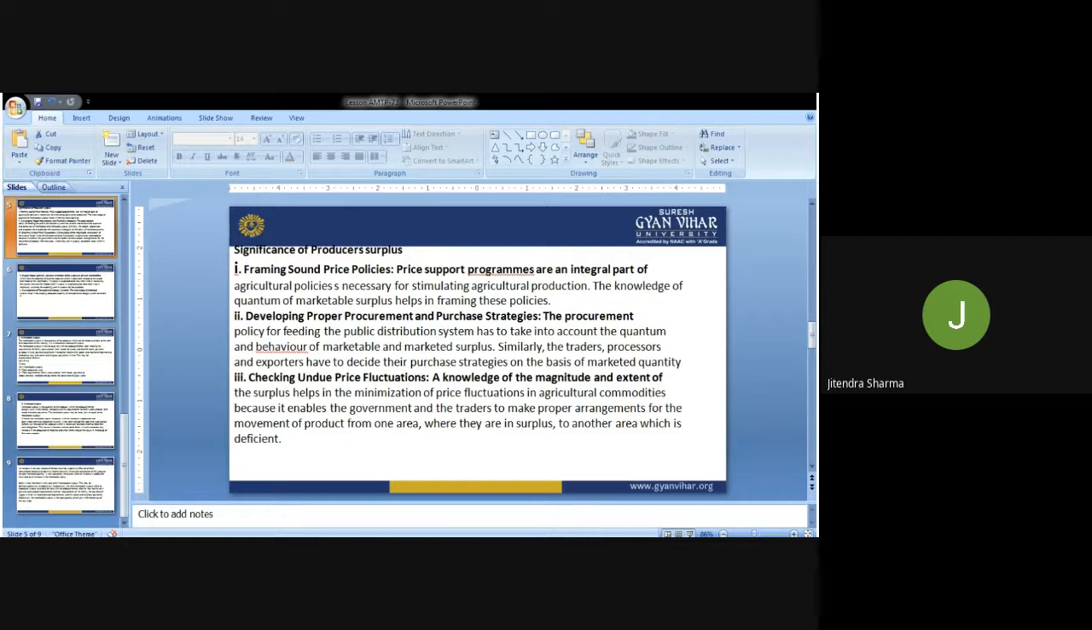The purchasers also decide their policy. Those who are managing the storage and warehouses also decide on the basis of how much storage facilities they have to develop. So producer surplus is very important, that is, how much production actually there is, and on the basis of that everything is to be decided.